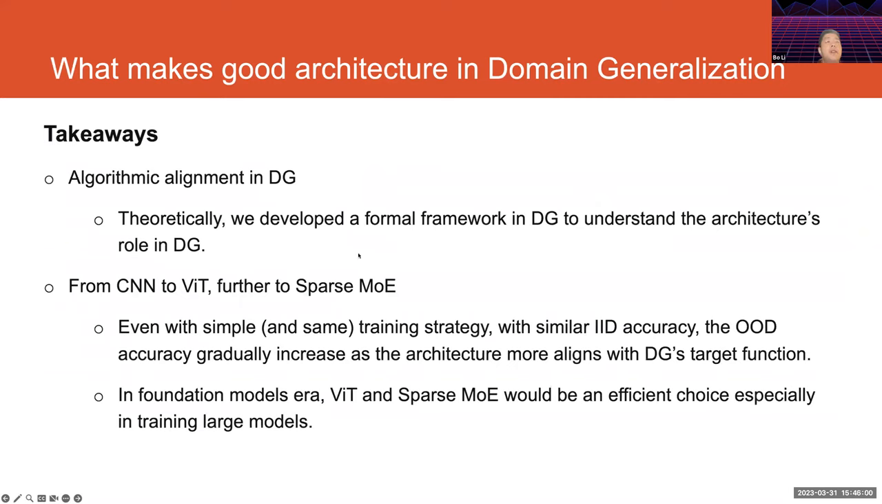So, in conclusion, here are a few takeaways. The analysis and theoretical parts may be complicated, but that's not necessary; I just want to conclude with a few useful takeaways. The first is that we propose the algorithmic alignment tree in domain generalization. Theoretically, maybe some machine learning researchers would be interested in using this tool for further analysis from the architecture's perspective in domain generalization, out-of-domain detection, or whatever in this broad area. So this is our first takeaway.